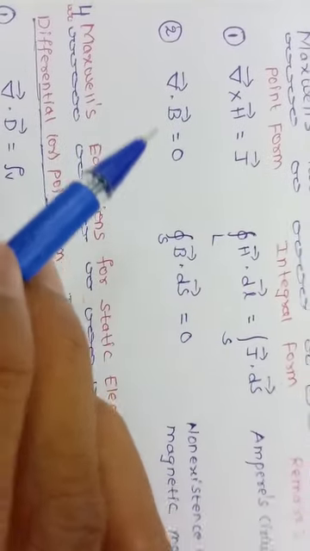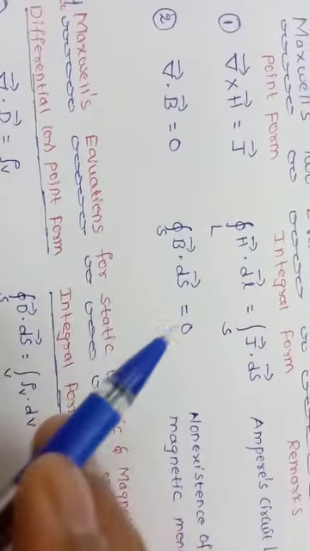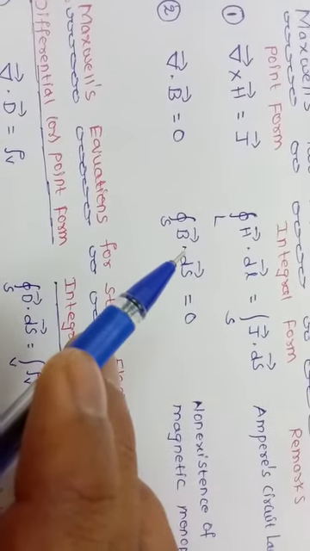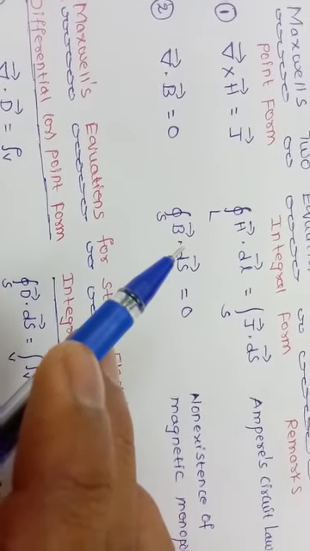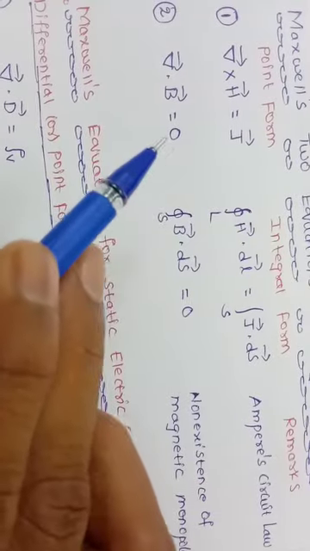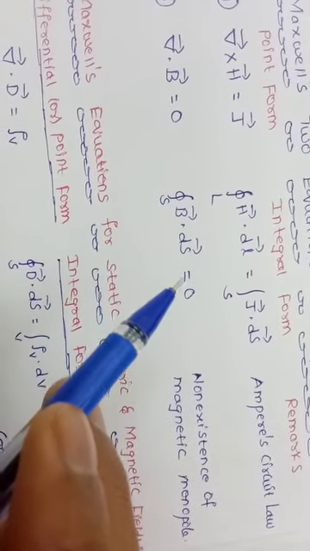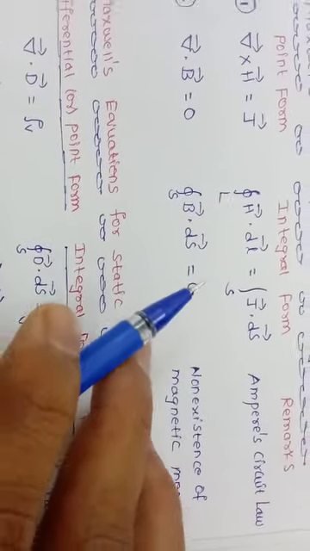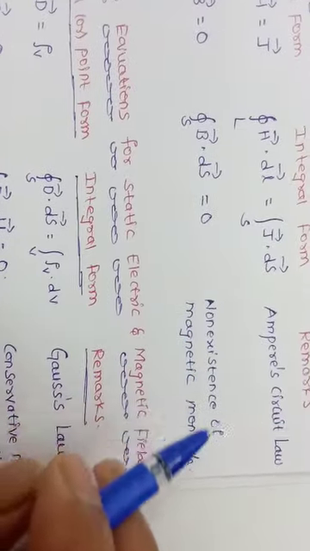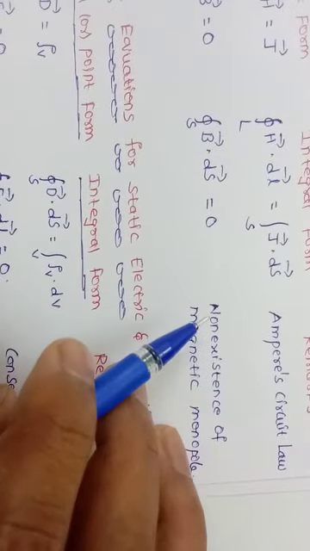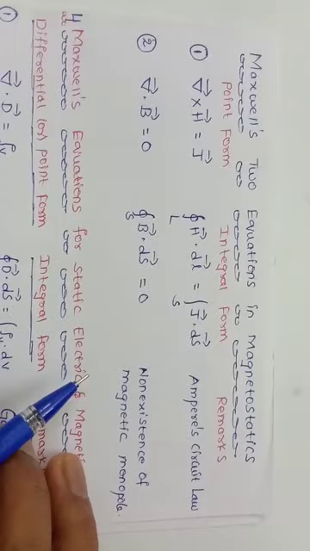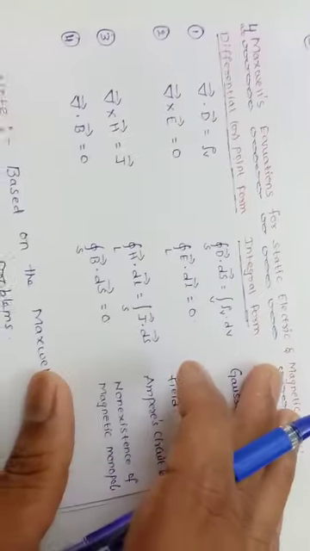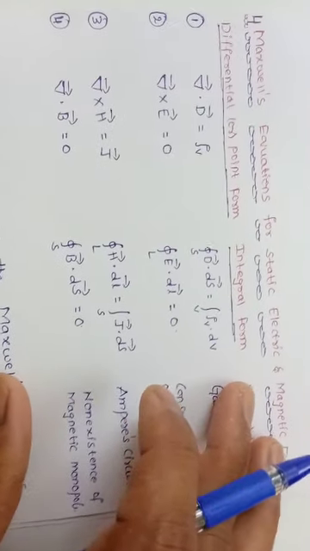Then coming back to the second Maxwell equation, which we have just derived: the divergence of magnetic flux density is equal to 0. That means the closed surface integral of magnetic flux density is equal to 0. This is in point form, and this is in integral form. This is derived due to the non-existence of magnetic poles. Is it clear?